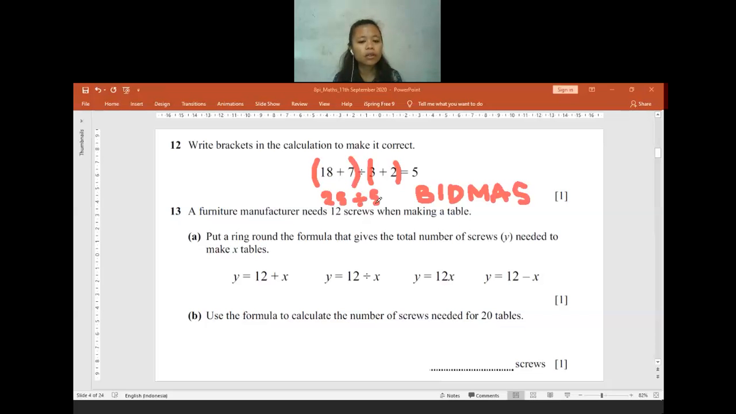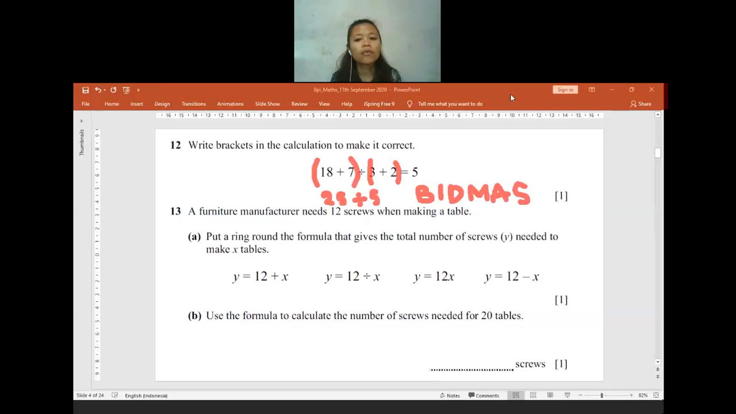So here it is up to you. Usually we do trial and error. After you put the brackets, you have to calculate whether the final answer is 5. If it is not 5 yet, you have to move the brackets to another place until you find that the answer is 5. There is no exact method here. The method is only trial and error until you find the final answer. Okay, if you have no questions, let us move to question 13.